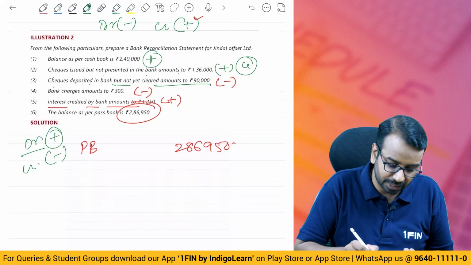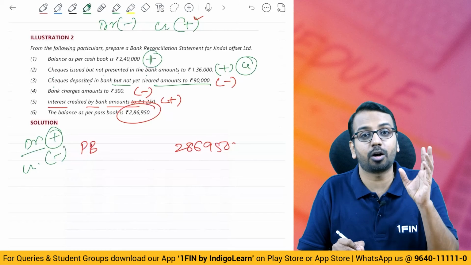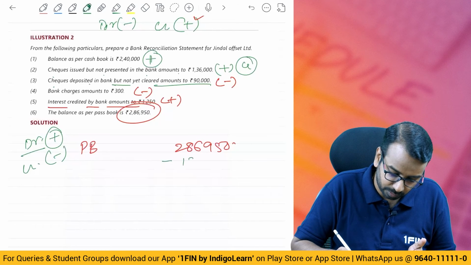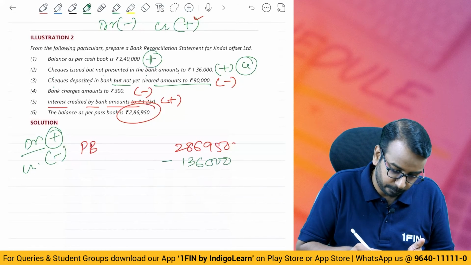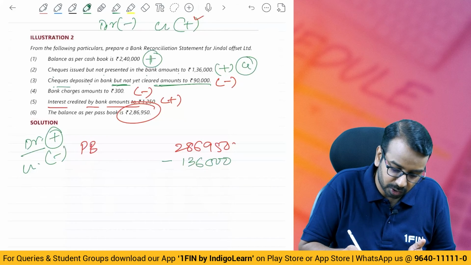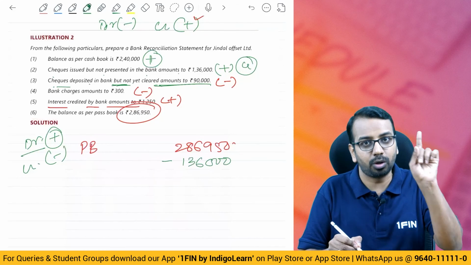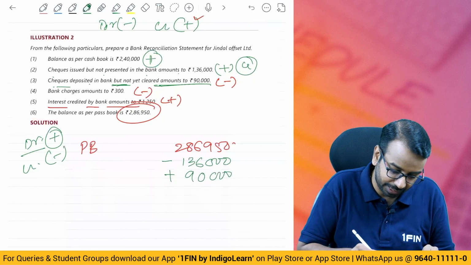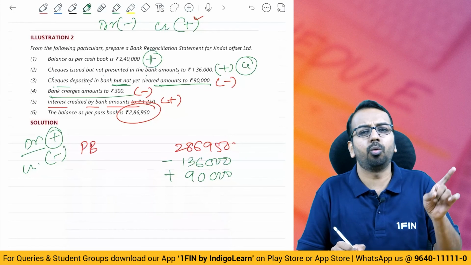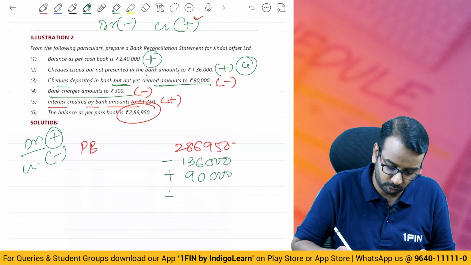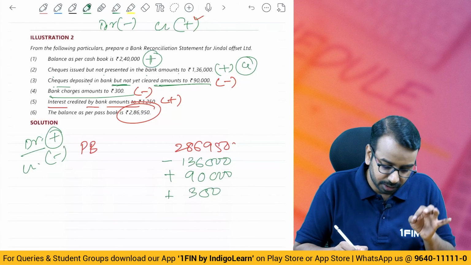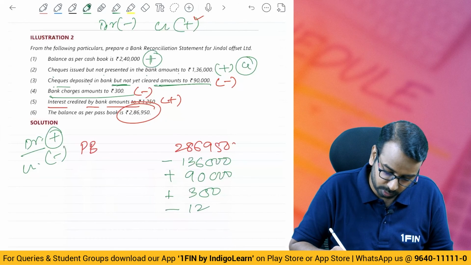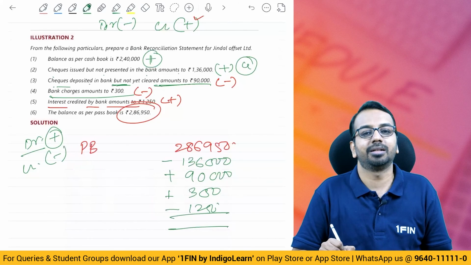Okay. 286,950, then checks issued but not presented. We have credited. Credited means minus. So minus 1,36,000. Then checks deposited in bank but not cleared. We have debited in the cash book. Only debit has happened. So add. Then bank charges 300. Only the bank has debited. Add. Interest credited. Only the bank has credited. Minus 1,250. You will get the balance as per cash book.